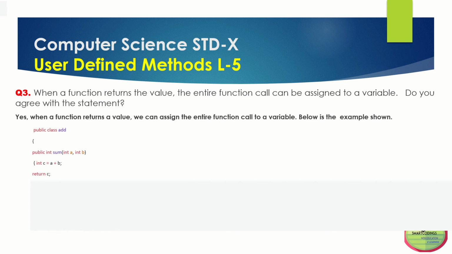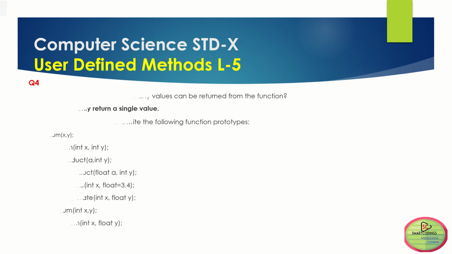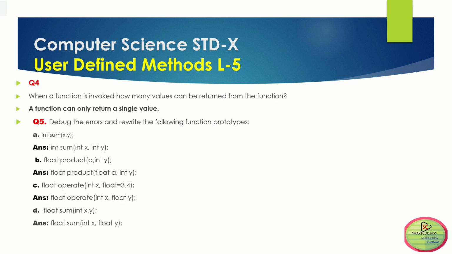Question number 3 is when a function returns the value, the entire function call can be assigned to a variable. Do you agree with the statement? Question 4 is when a function is invoked, how many values can be returned from the function? Question number 5 is debug the errors and rewrite the following function prototypes.